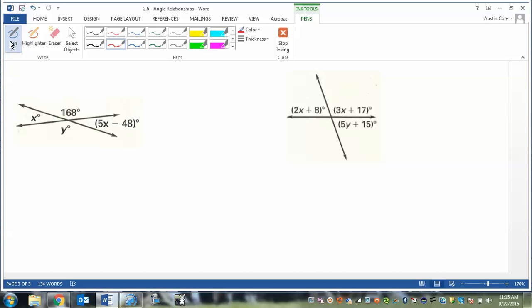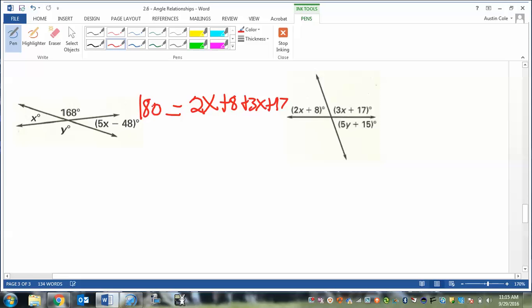Megan, how'd you start it? Well, first I did 2x plus 8 plus 3x plus 17 equals 180. 2x plus 8 plus 3x plus 17 equals 180, you said, right? And how'd you get that? Because it's a straight line. So these two angles are a linear pair. Solve that out.